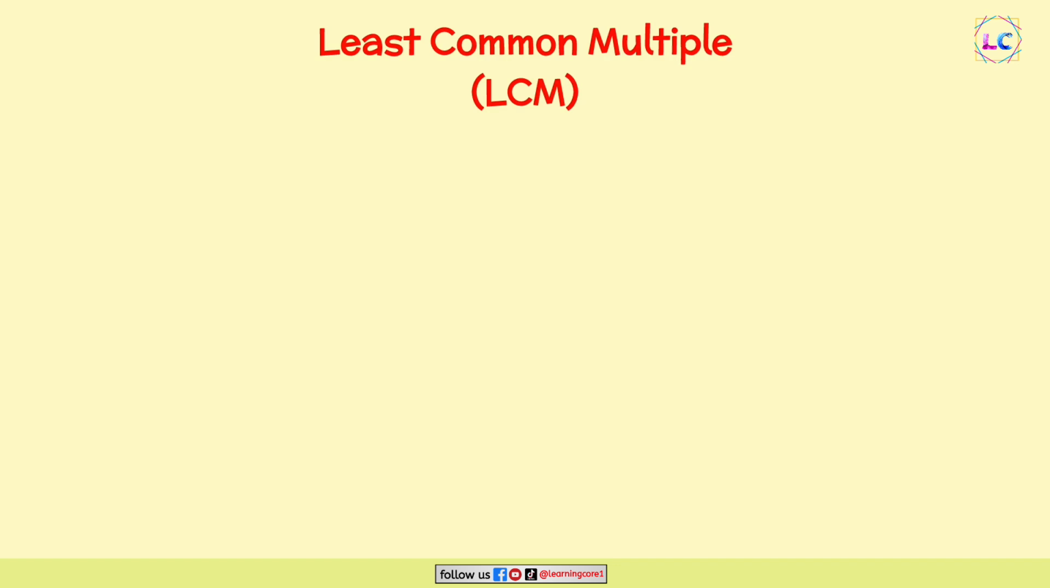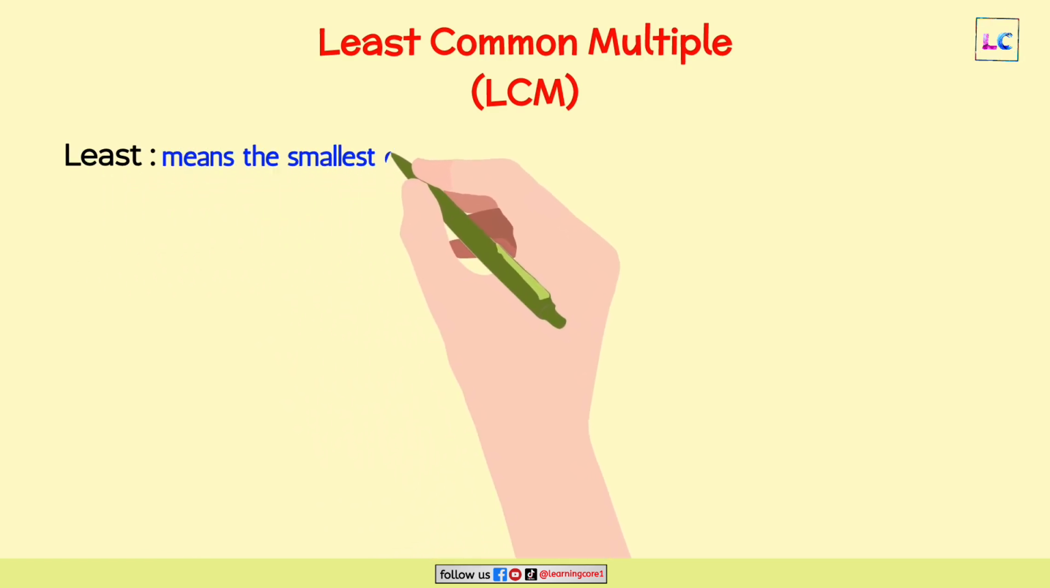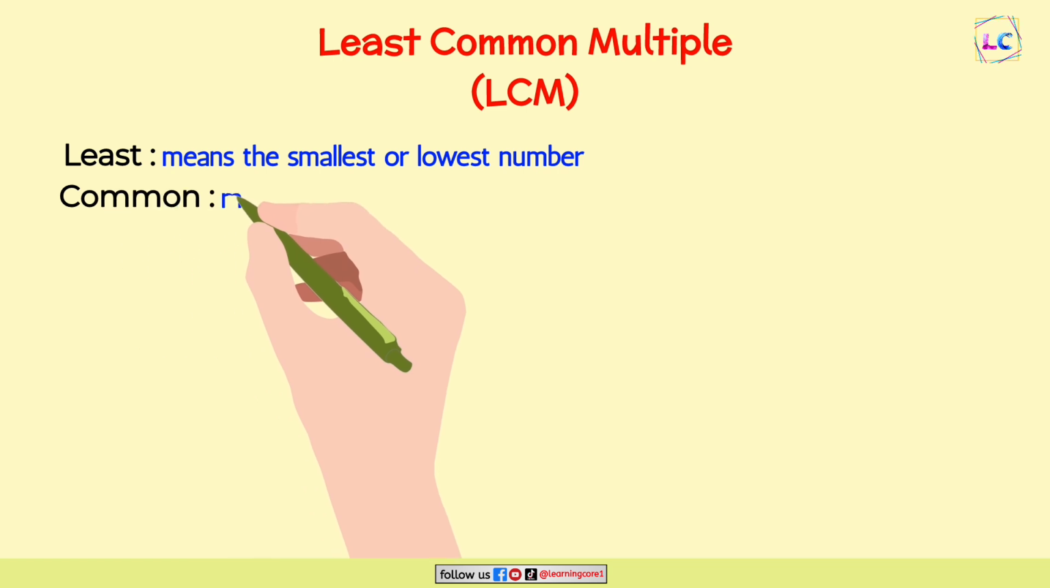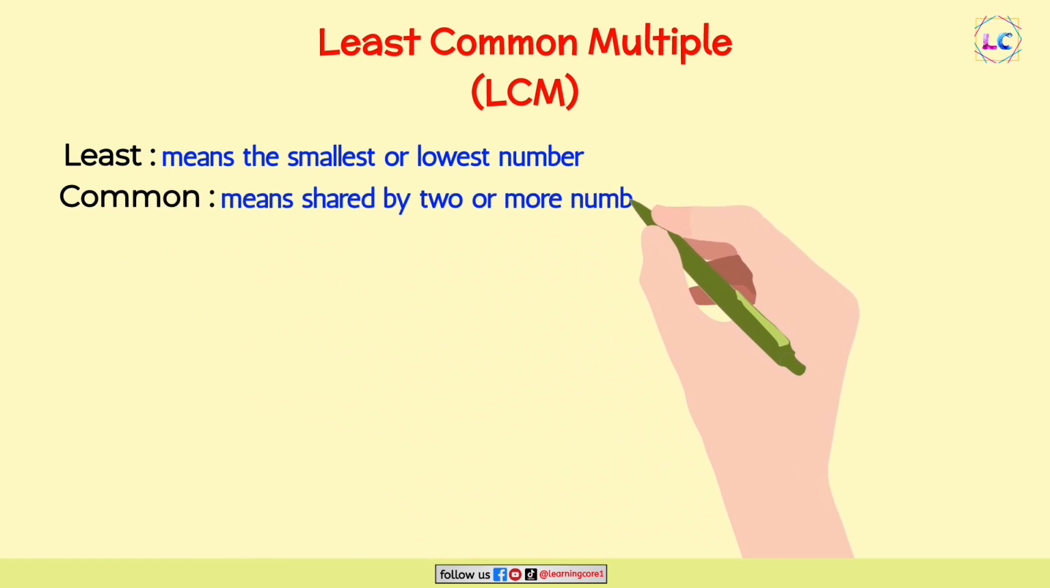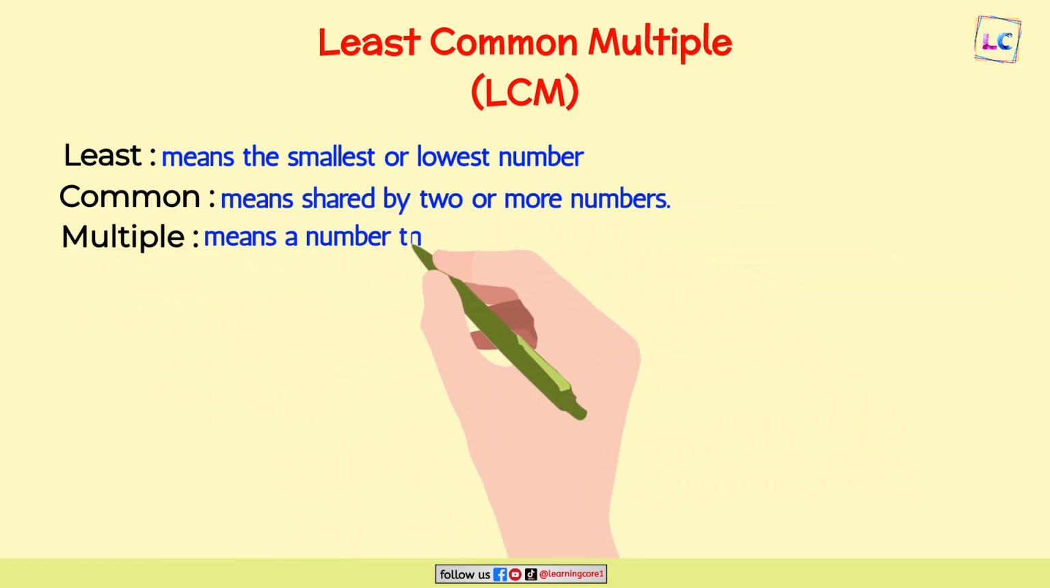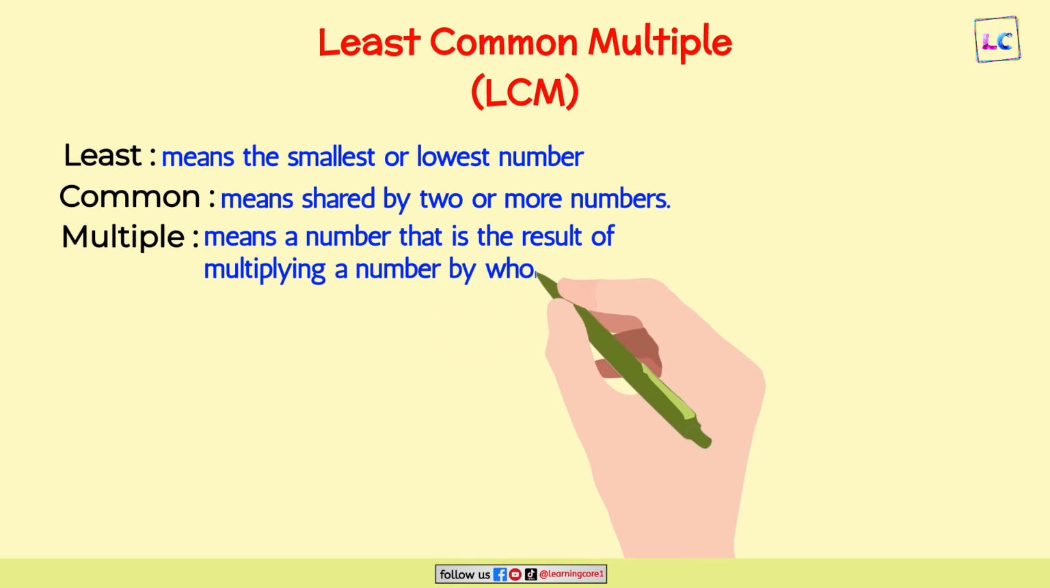Today, we're going to learn about the least common multiple, LCM, in a very simple and easy way. Let's break down the three words in LCM. Least means the smallest or lowest number. Common means a number that is shared by two or more numbers. And multiple means a number that we get by multiplying a number with whole numbers.